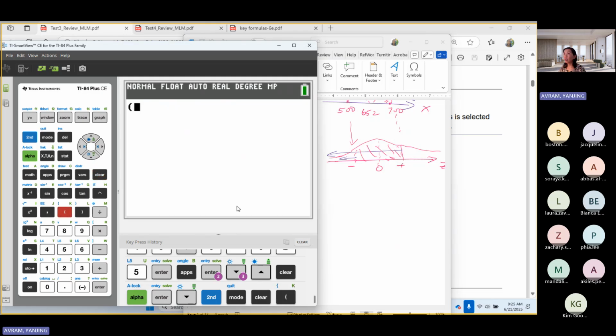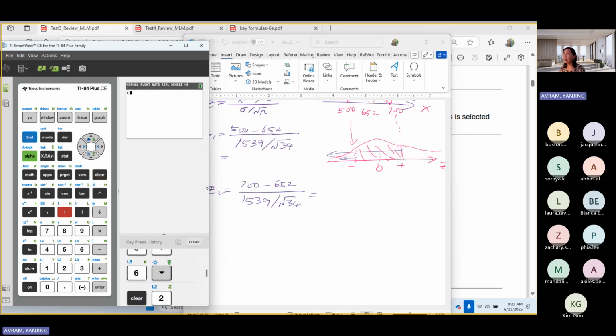Okay, make sure you use the parentheses, okay? We have a 500 minus 652. Divide by the denominator, you also need a parenthesis because you have two numbers right here, all right? If you don't use the parenthesis, your answer will be wrong.